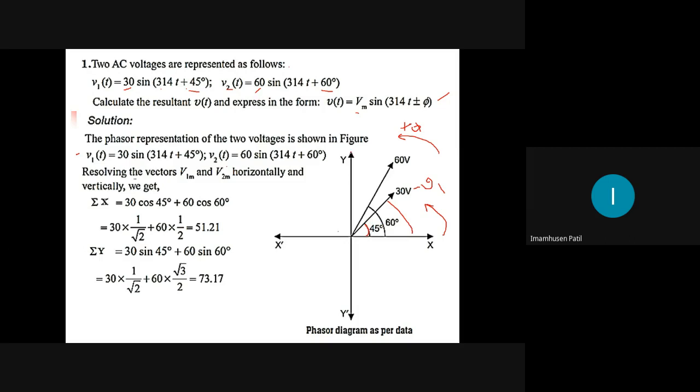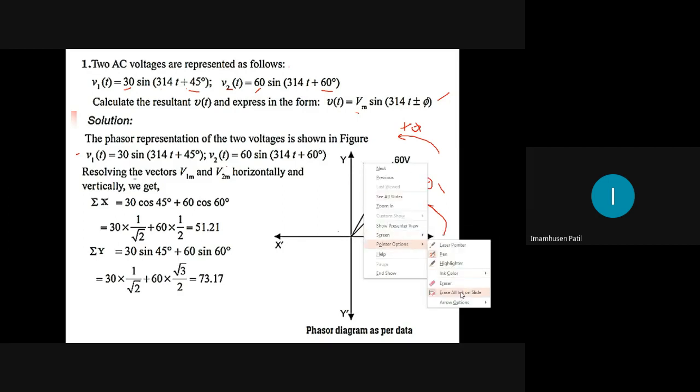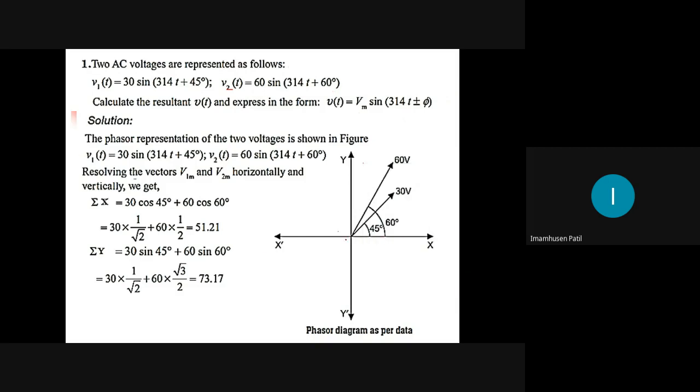And the second one also, the magnitude is 60, but the angle is 60 degrees. So I have drawn this vector here. First, you have to draw the 30 volt and 60 volt vectors like this. Is it clear? Yes, sir.